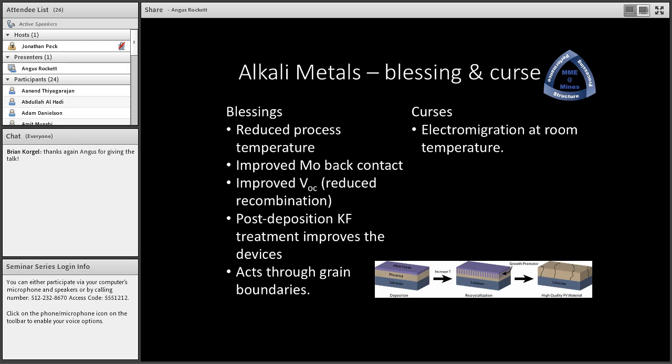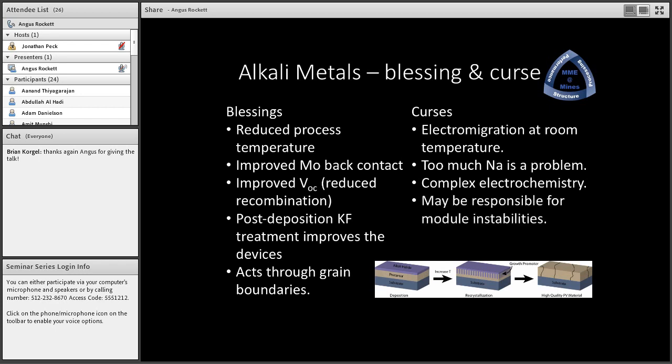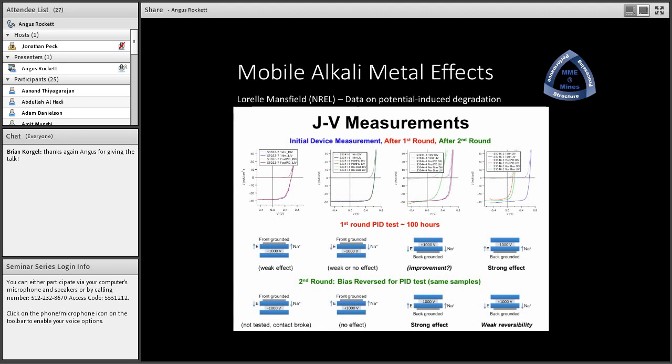The materials appear to act through grain boundaries, so we find the alkaline metals segregated in the grain boundaries and not particularly found in the grains. So whatever they're doing, they're acting through the grain boundaries. The problem with them is that they move around at room temperature, and in fact there's data that I'll show you in a minute that shows that the materials actually electromigrate during operation of the device. Too much sodium is a problem. That's correlated with the electromigration problem, and the electrochemistry of the materials, the coming and going of the alkaline metals is complex. These movements of the sodium may be responsible for module instabilities.